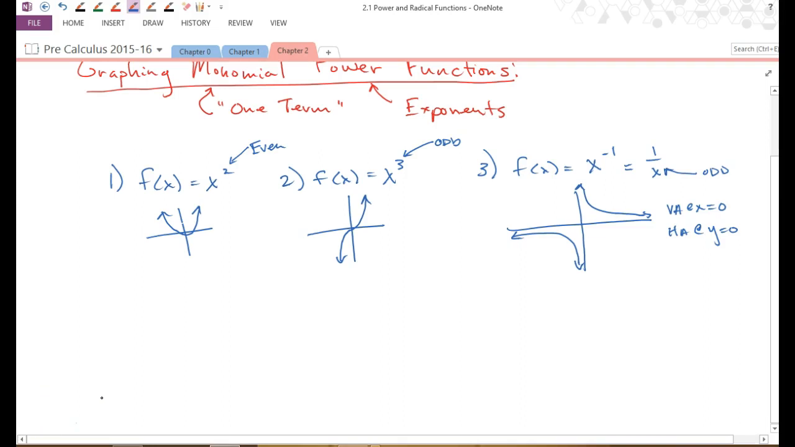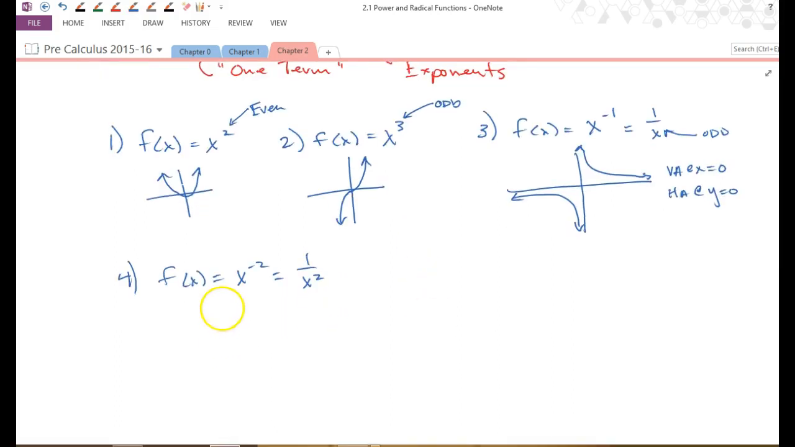So anything with an odd exponent that's in the denominator looks like the hourglass. For the last example, let's say you have x to the negative 2, what would that be rewritten as? 1 over x squared. Okay, so now check out what happens on this one.